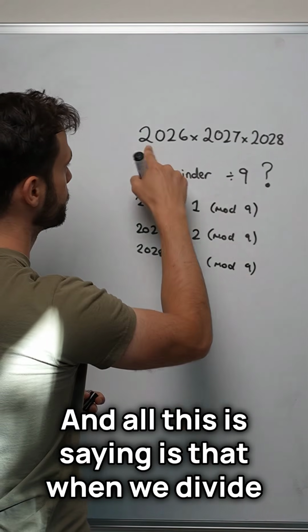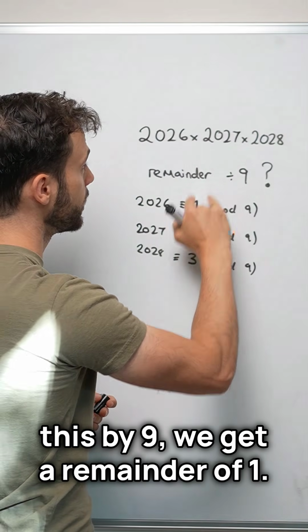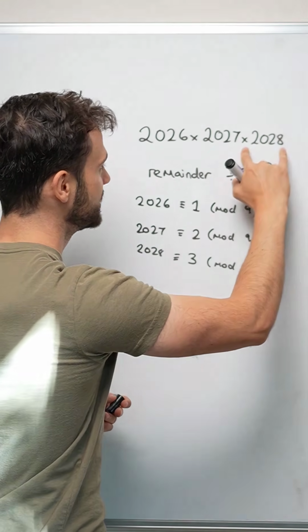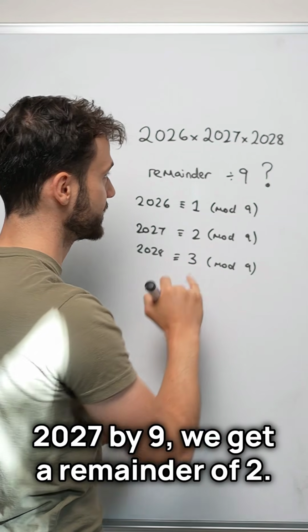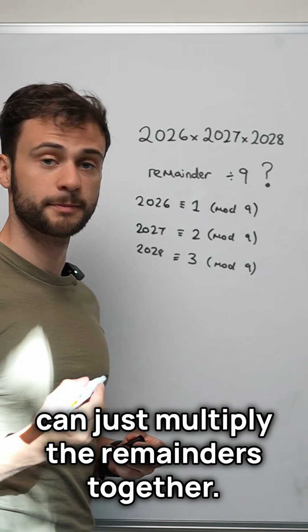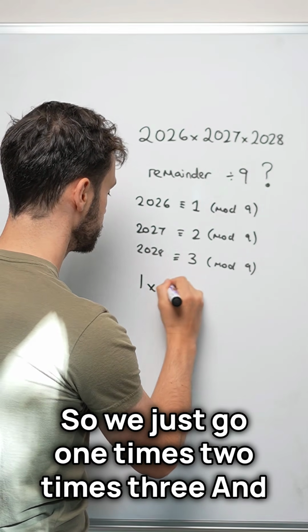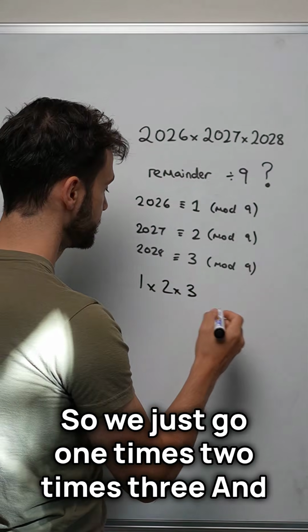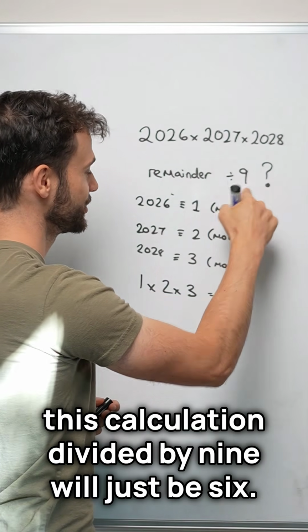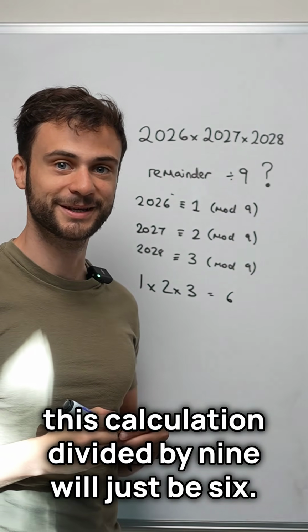And all this is saying is that when we divide 2026 by 9, we get a remainder of 1. When we divide 2027 by 9, we get a remainder of 2. We divide 2028 by 9, we get a remainder of 3. And then because we're looking for a remainder, we can just multiply the remainders together. So we just go 1 times 2 times 3. And therefore, the overall remainder when doing this calculation divided by 9 will just be 6.